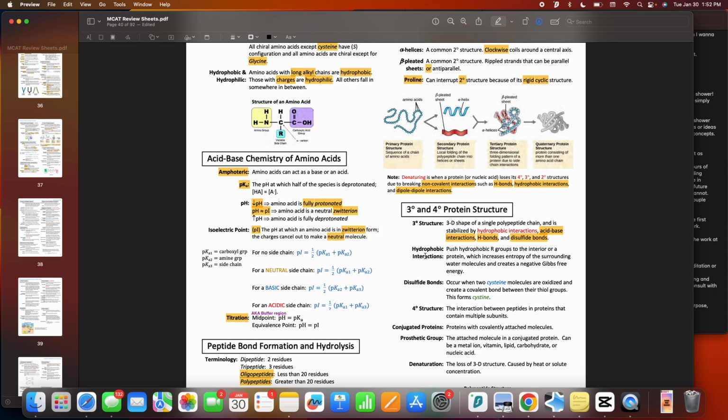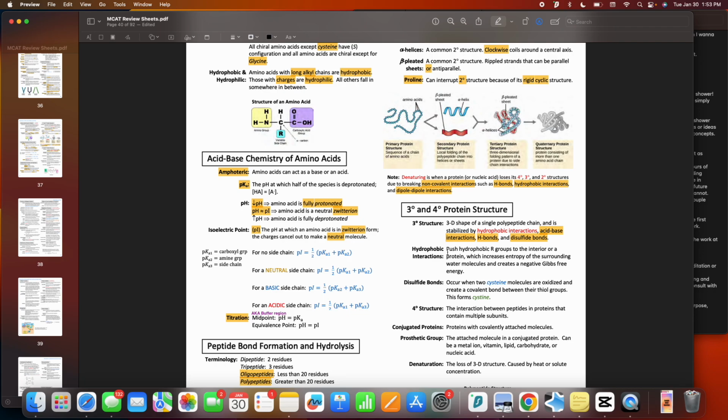Then we have hydrophobic interactions. So you push hydrophobic R groups to the interior of a protein, which increases entropy of the surrounding water molecules and creates a negative Gibbs free energy.